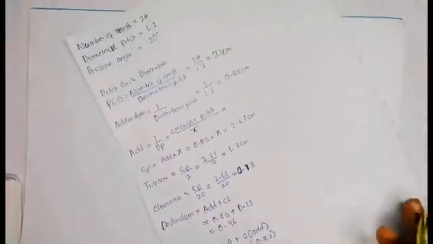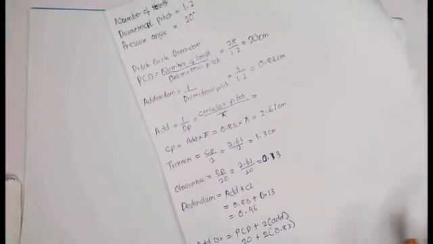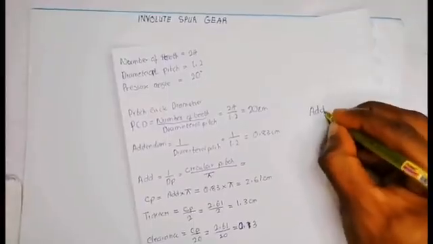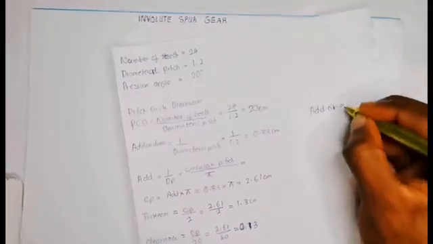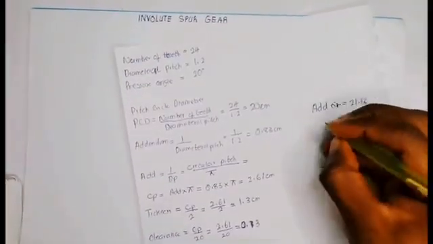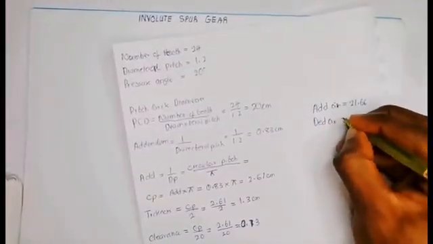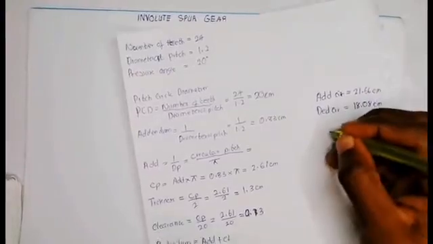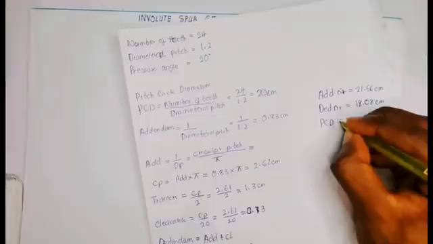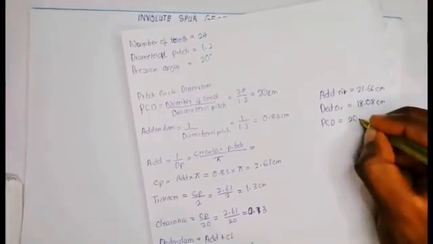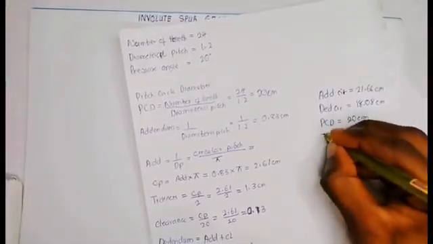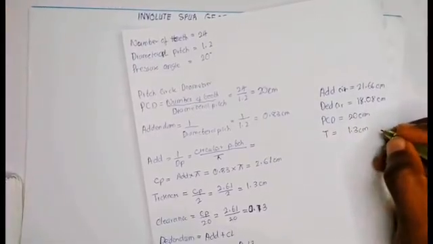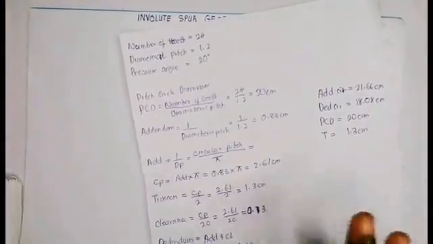18.08. So given all these parameters, our main focus will be on our addendum circle, which we calculated as 21.66. The dedendum circle, 18.08, not forgetting centimeter. Our PCD, which is 20 centimeter. The thickness of teeth, which is 1.3 centimeter. So we'll be using these values to draw the spur gear.